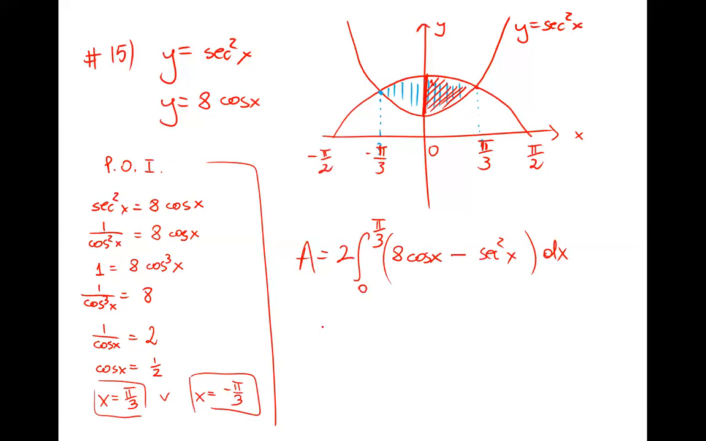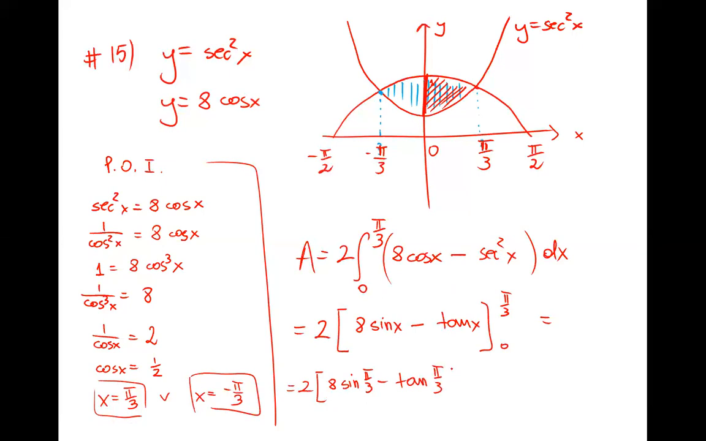Okay, let's try to integrate. Let's keep that too. Integral of cosine of x is just sine of x. Integral of secant square of x is tangent of x, because derivative of tangent is secant square of x, from 0 to pi over 3. Okay, let's substitute the upper limit, sine at pi over 3 and tangent at pi over 3, minus sine at 0 and tangent at 0.